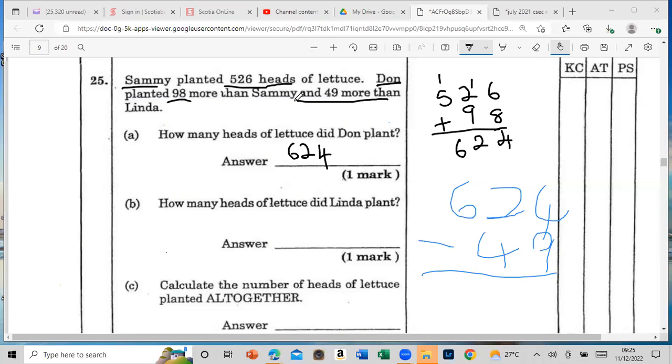All right, may I try to establish how you guys reason it? Who out of the three persons planted the most? Dan. All right, sir. So if Dan planted 624, how is it that you're saying that Linda planted 673? You see the reasoning now? You see that, guys? Yes, sir.